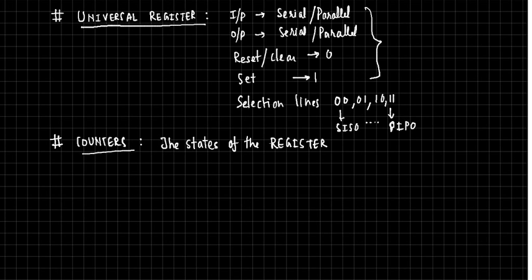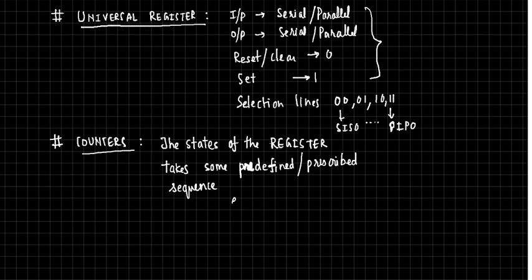The state of the register takes some predefined or prescribed sequence. For example, a binary counter, which counts a binary number. What are the states? Let's say it is a 2-bit binary counter. So it would be 0 0. After that, it must be 0 1. If it is an up counter, then it should be 1 0 and 1 1.